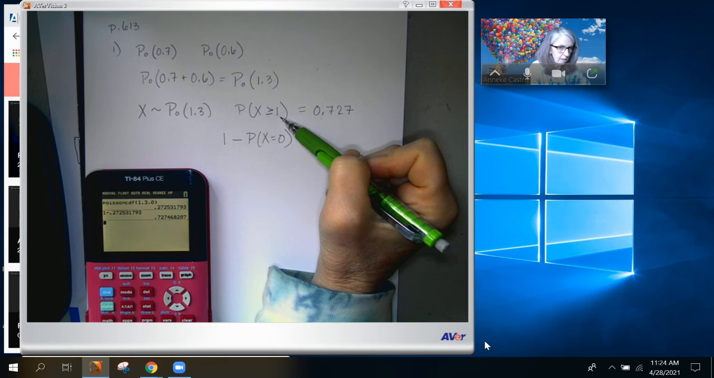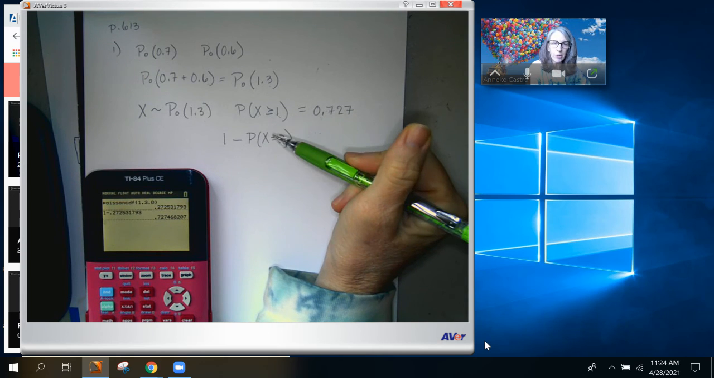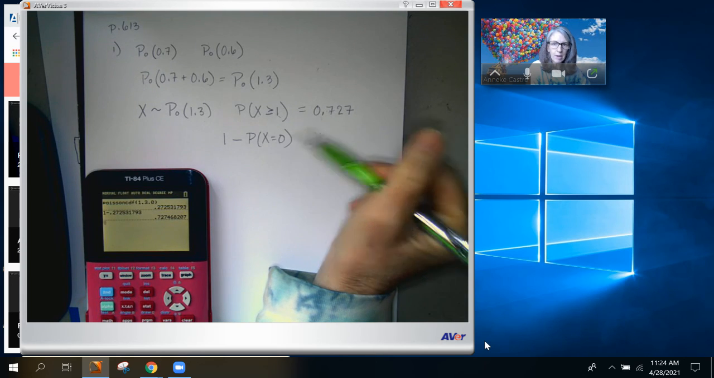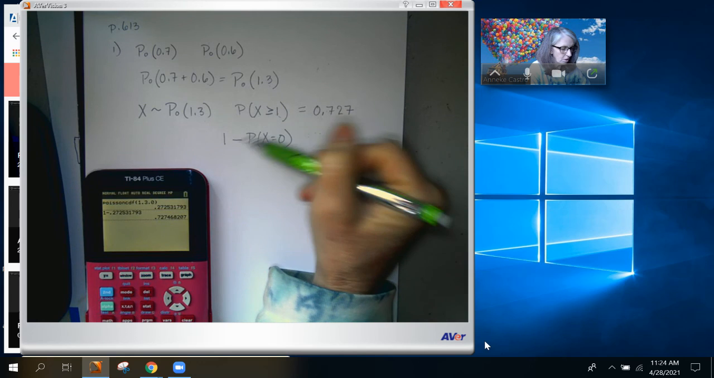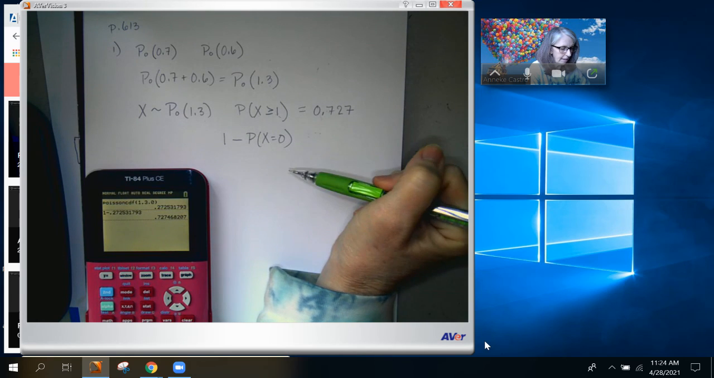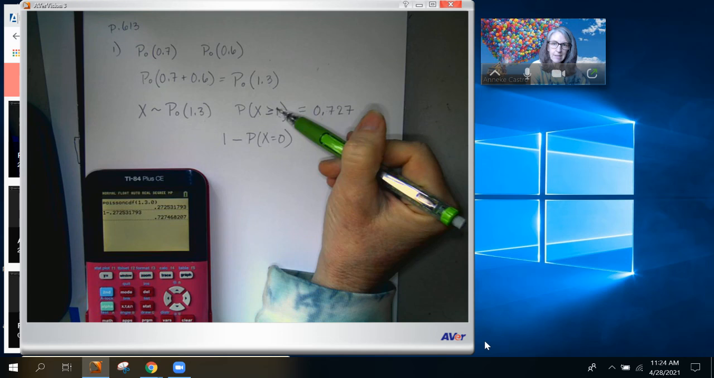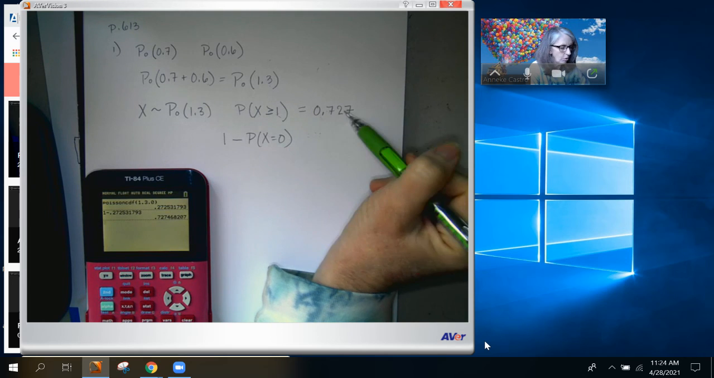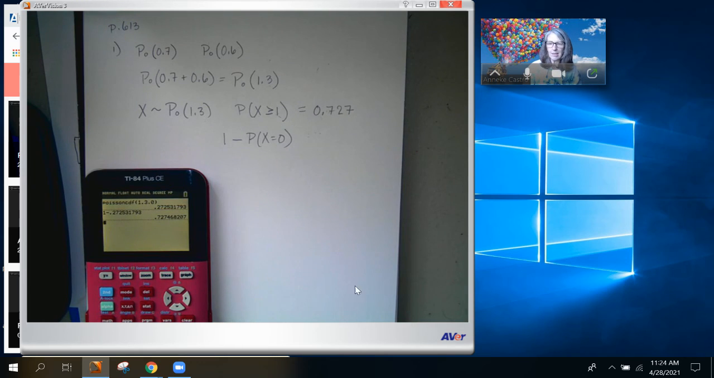So we just had to combine our lambdas to get our new lambda and then put it into our calculator, just like solving any other Poisson distribution problem. You have to figure out, do I need to use the complement or can I put it in as it is? I couldn't put it in as it is. I had to use the complement in order to get my answer. All right, that's problem 1.